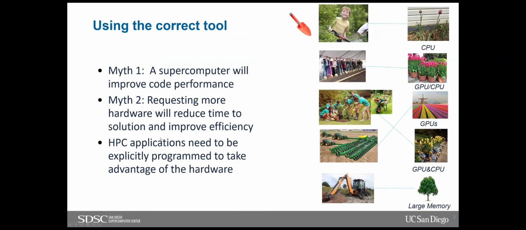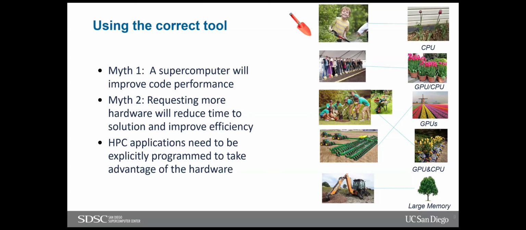So in an earlier slide, I mentioned that HPC facilitates, and I'm going to highlight that word again, facilitates the ability to process data and perform complex calculations. But it does not 100% guarantee it. One assumption people have when they come to the supercomputer is that they're going to take their code and put it on a supercomputer, and because it's a supercomputer, it's going to run faster. And that's not true. The second assumption is that if they just throw more hardware at it, it's going to run faster. And again, this is not true. HPC applications need to be explicitly programmed to take advantage of the hardware that is there.